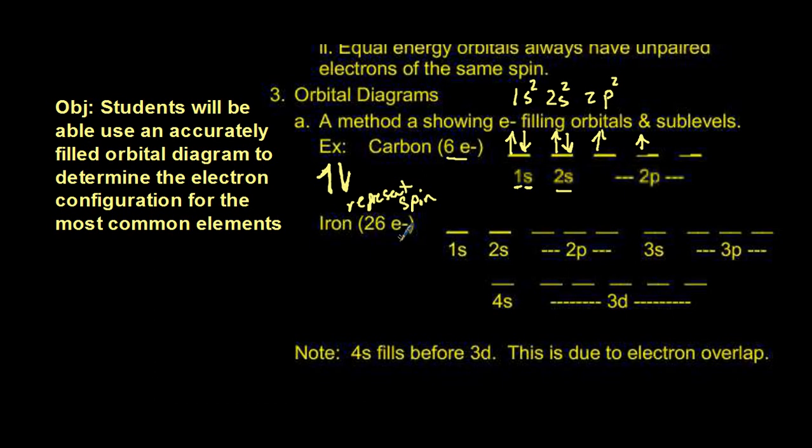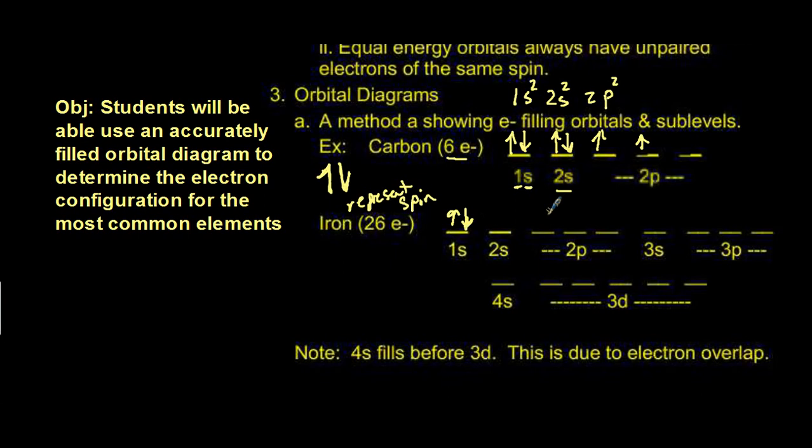Iron is the next one. Iron's a bit bigger. Iron has 26 electrons, and these are going to follow the same rules. We start with the lowest energy sublevels first, and that will be the 1s. We'll have an up electron and a down electron.